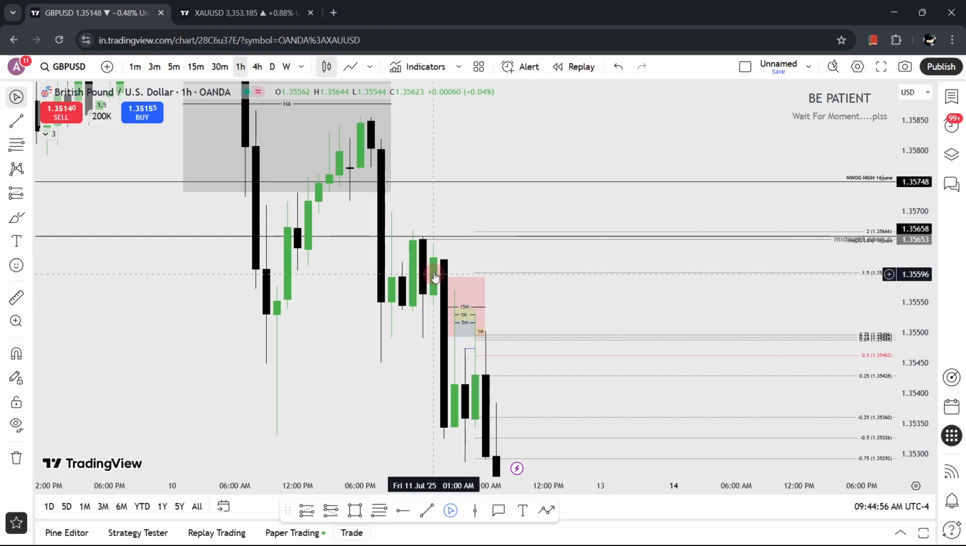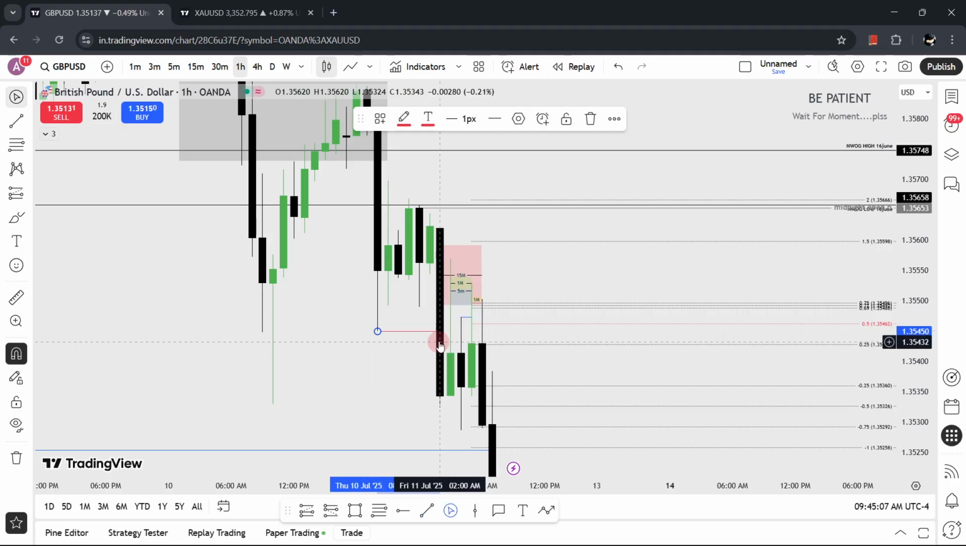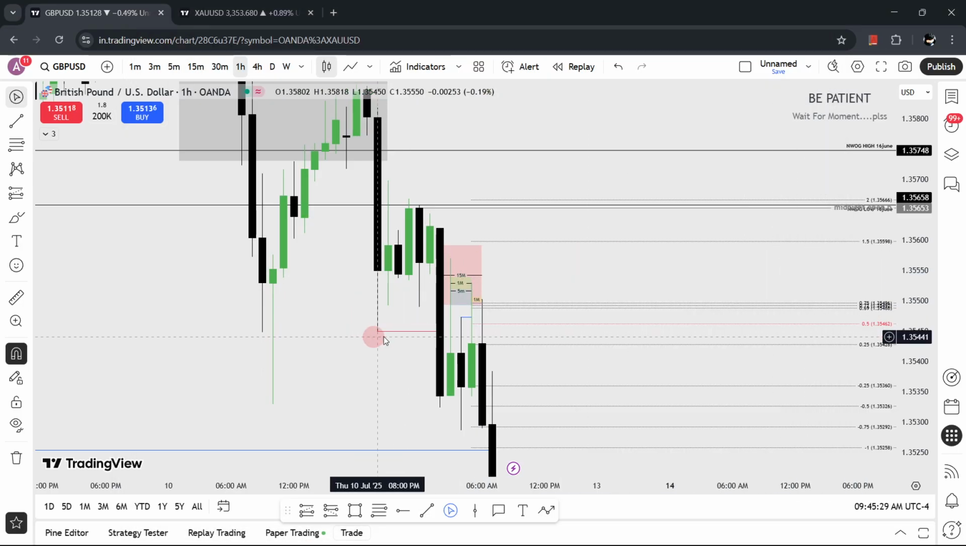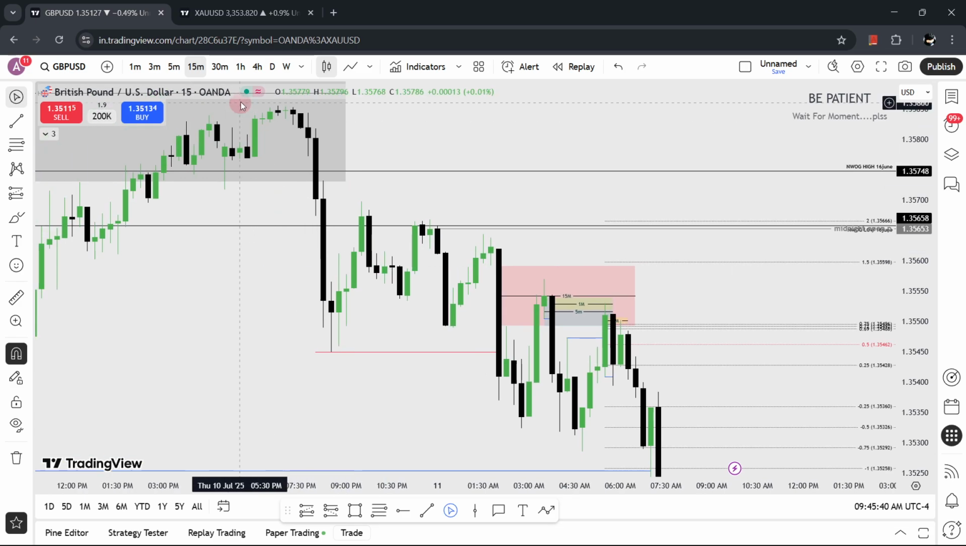After consolidating, we broke down again. We had a clear structure shift to the downside. We have a break of structure here. Currently on the 15-minute time frame, it is showing every sign of a structure shift and a downtrend.